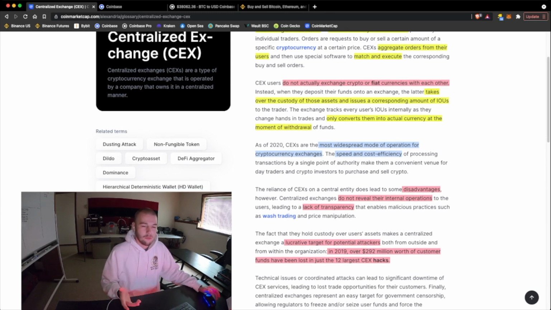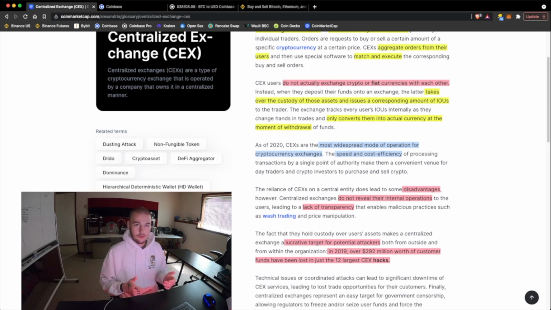Centralized exchanges don't reveal their internal operations, and that can lead to a lack of transparency. The lack of transparency can enable malicious practices such as wash trading or price manipulation. Being that all the assets are held in one big wallet, because the centralized exchange is basically just issuing IOUs and holding everything together in one big treasury, it opens itself up as a target for potential attackers. And in 2019 alone, over $292 million was stolen from customers' funds due to 12 exchange hacks. So there are some downsides to holding currencies on a centralized exchange.